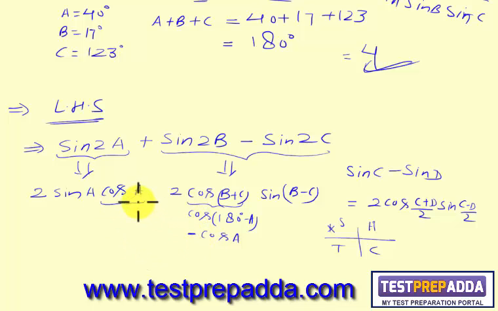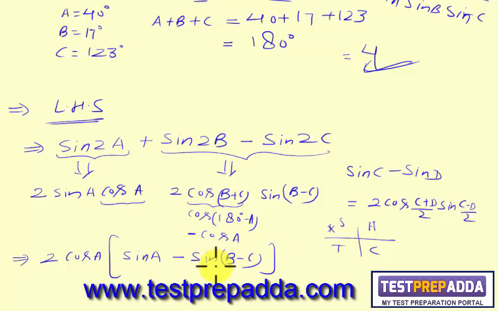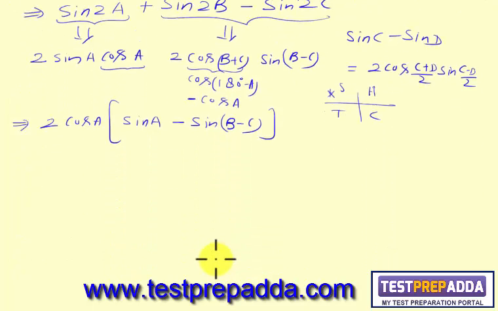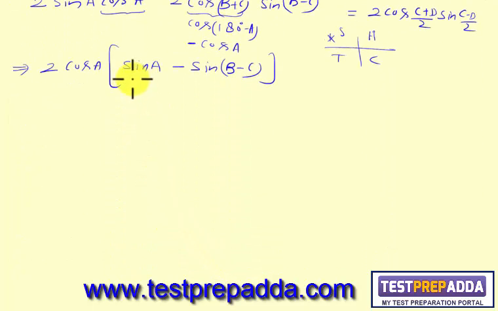Here also it is cos A. So I'll take 2 cos A common. 2 cos A will be the common one, and inside the bracket it will be sin A minus sin(B−C). Okay, so now what will you do? Sin A will be written what?